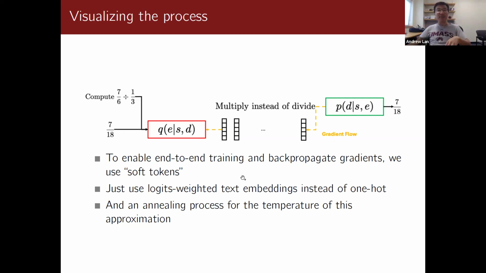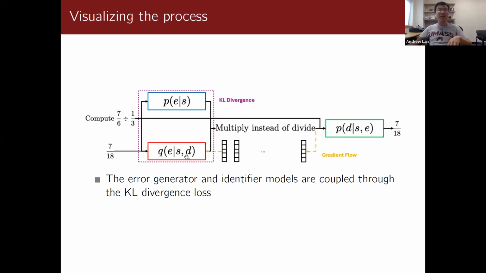For this smooth approximation process, we use an annealing process to control the temperature of the approximation, so that at the beginning of training this is a very smooth process, but at the end the soft tokens gradually get very close to discrete or hard tokens. Another thing, the final component in our training: during training, the discrete text tokens are sampled from the Q model, but when we actually use the model for inference in real life to generate errors and distractors, the error tokens are sampled from the P of E given S model. So we use the KL divergence term to enforce the two models to be close to each other. They are coupled together through that part of the objective.